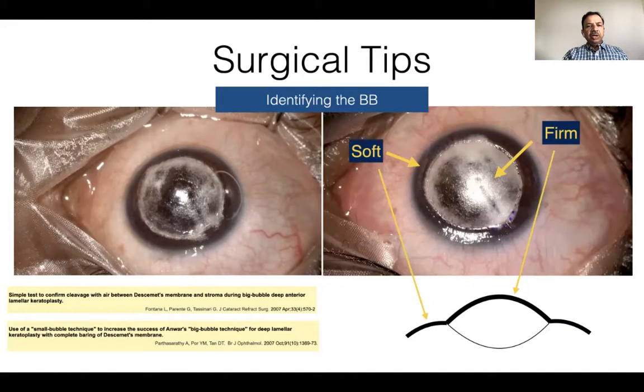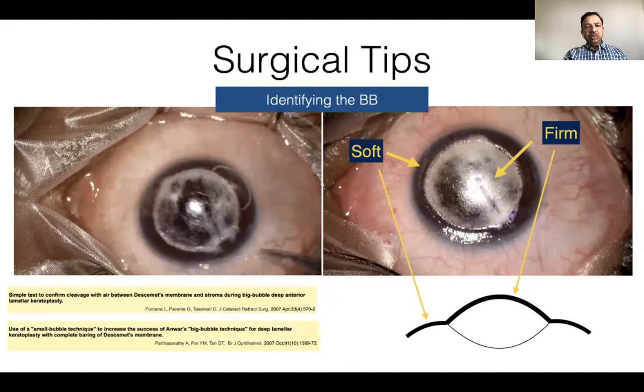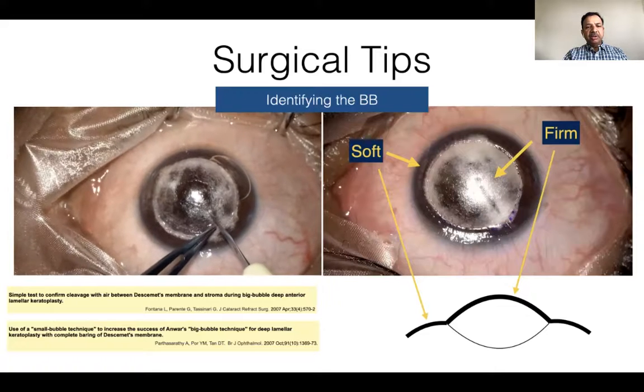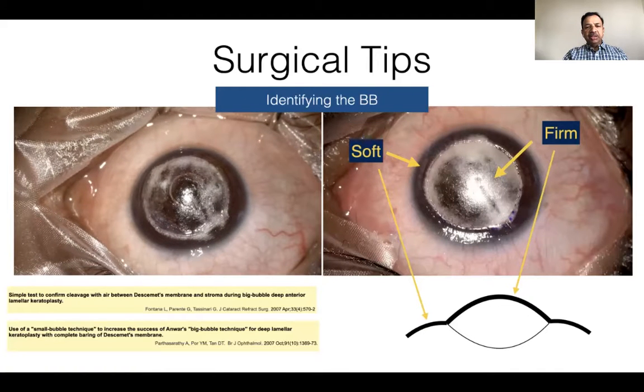How do you identify the bubble? One is the small bubble test as described by Fontana and Parthasarathy, where you put a small bubble in the anterior chamber and it remains in the periphery if the big bubble is there. The other way to find out is to release aqueous and your periphery becomes soft and the center part where the bubble is still remains firm.